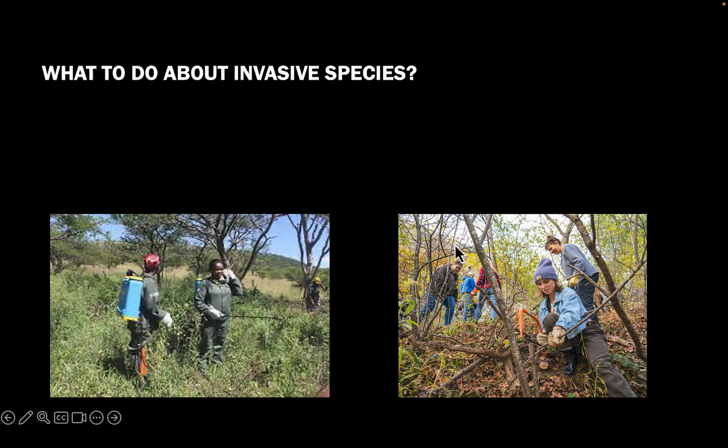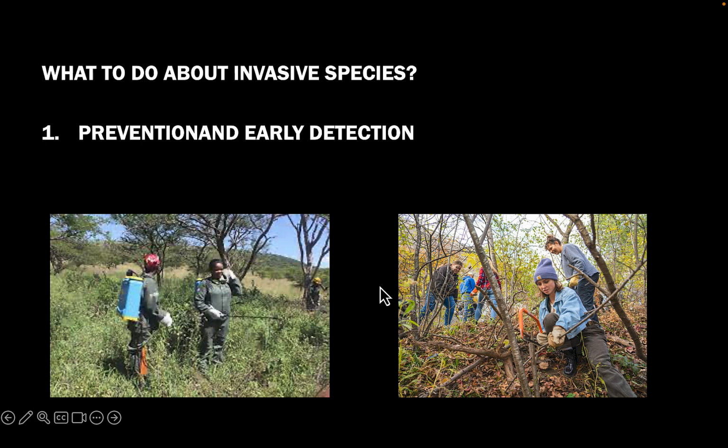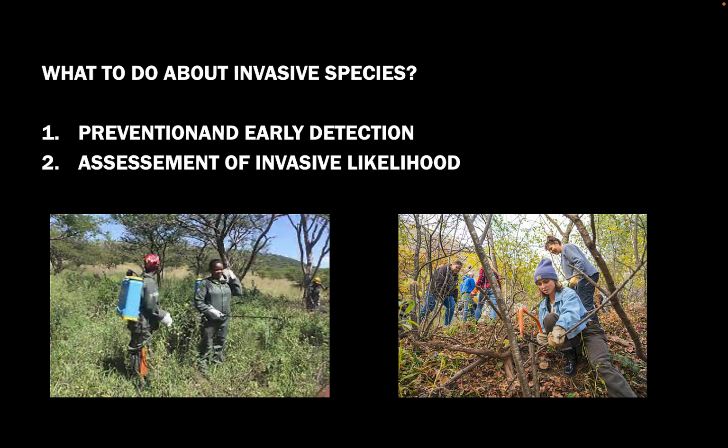Okay. What do we do about invasive species? So removal of invasive species is important. So we have prevention and early detection, assessment of the invasive likelihood, and then management and removal are kind of the steps. And if we can detect species early, we can get them before they become really established. That's the best time to try to address invasive species.